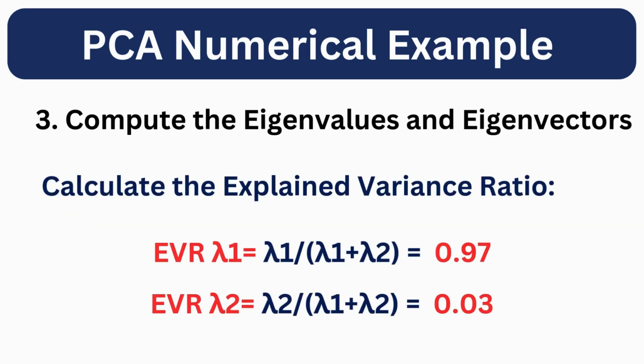We can calculate the explained variance ratio for each eigenvalue as follows. It indicates that a single principal component is able to capture 97% of the variance in the data alone.